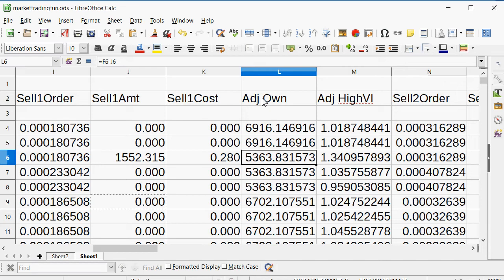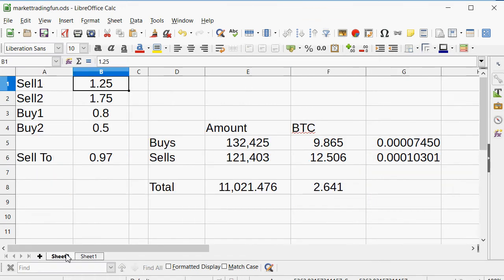Adjust own. Now I'm using the adjust section because I'm going to need the previous number from before. So after the sale, I have 1,552 fewer coins. I'm going to need to know that in case I sell again. And at this point, the adjusted high, when the market got to its highest point, it was worth 1.34.